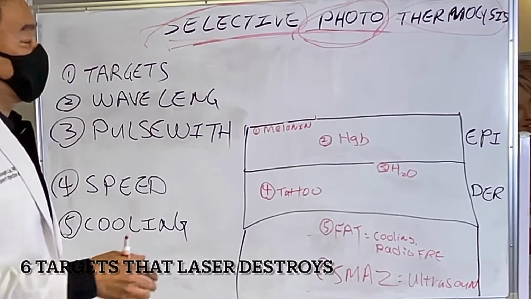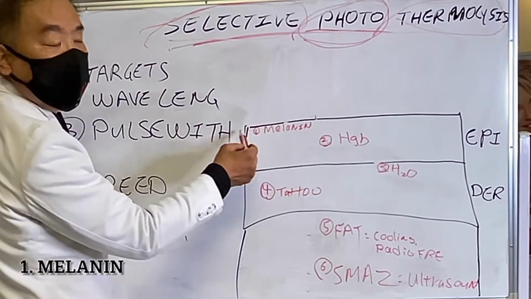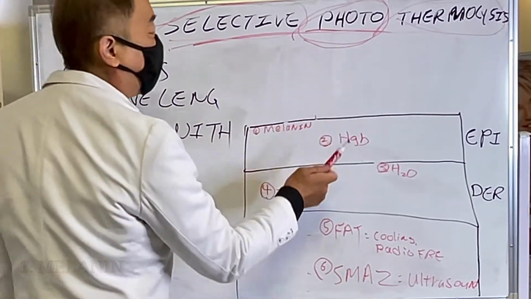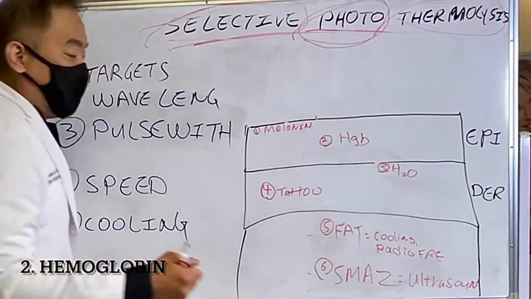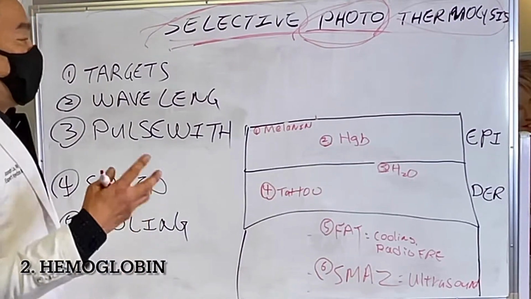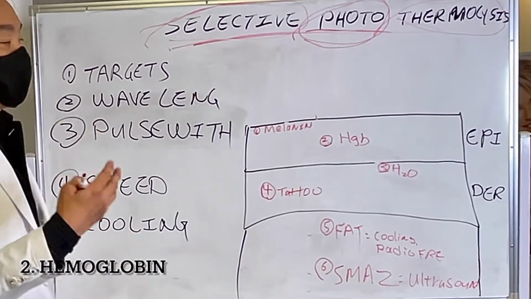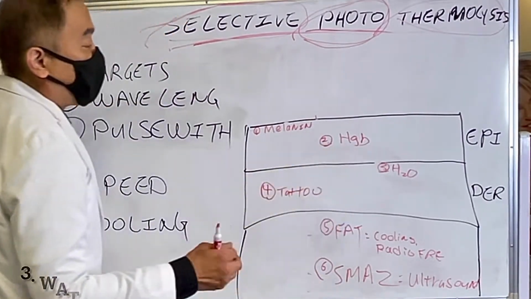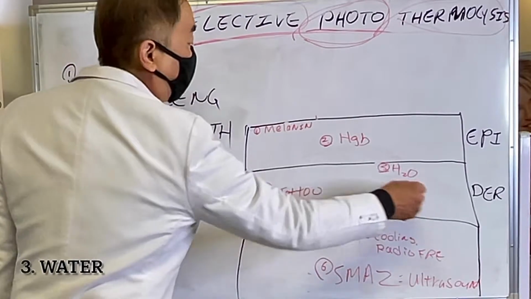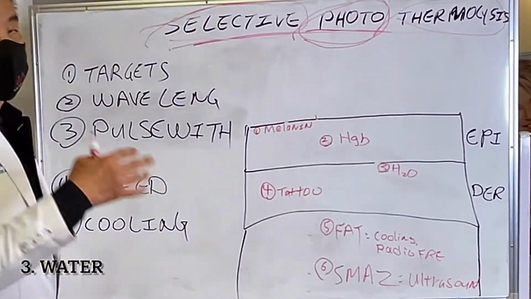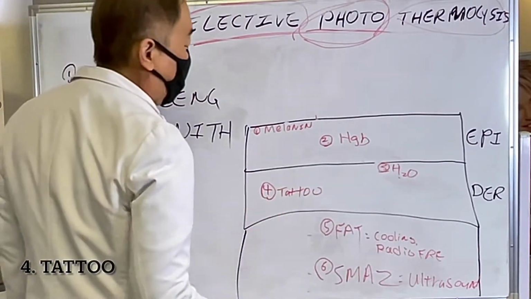There are targets that laser seeks to destroy. First is the melanin, brown spots, pigmentation. Second, there's a hemoglobin target, which is represented by spider angiomas, veins in the leg, small red spider veins on the face, capillaries. Third, the target is the water. With the water inside the dermal layer, when you heat it up, it causes collagen remodeling, so that's for rejuvenation. Number 4 is the tattoo.